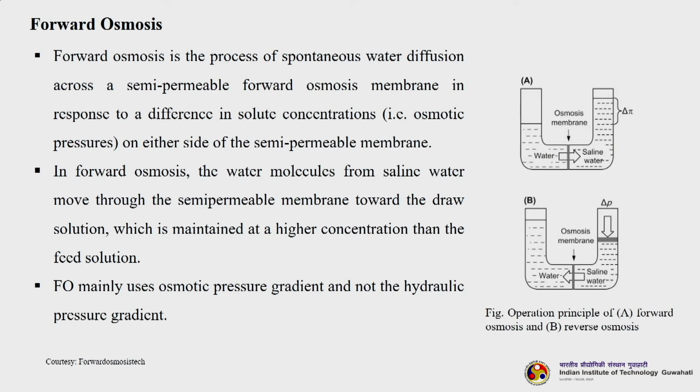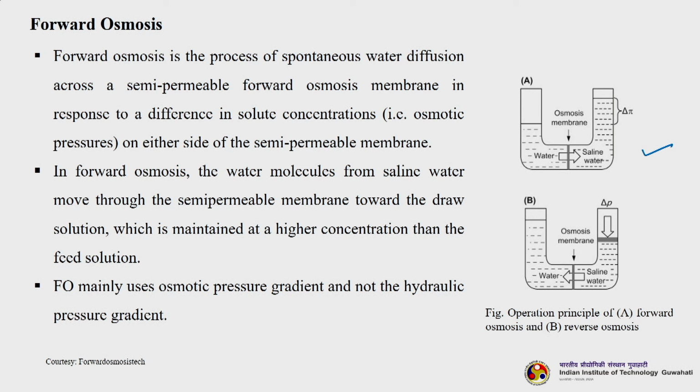So, let us now understand what forward osmosis is and what its applications are. Nowadays forward osmosis applications are increasing because of the simplicity in operation and low energy consumption in many industrial processes. Forward osmosis is the process of spontaneous water diffusion across a semi-permeable membrane in response to a difference in solute concentration. So, this is how osmosis takes place. We have already discussed it many times. In forward osmosis, the water molecules from saline water move through the semi-permeable membrane toward the draw solution, which is maintained at a higher concentration than the feed solution.